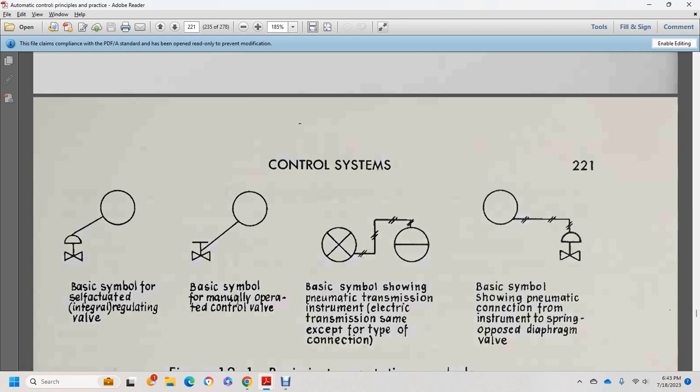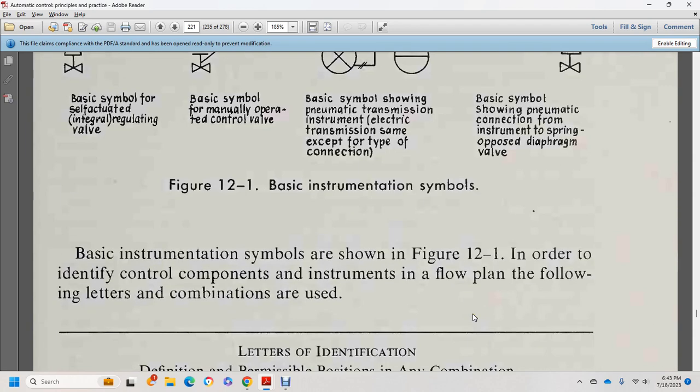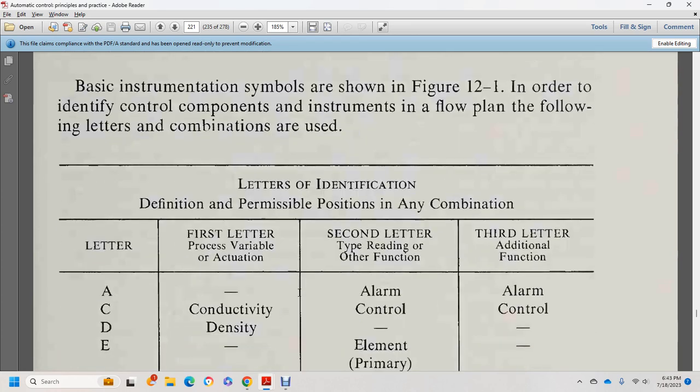Basic symbol for showing pneumatic transmission instrument, electrical transmission, same except the type of the connection. And then basic symbol showing pneumatic connection instrument with a spring opposed diaphragm valve. Basic instrument symbols are shown in figure 12.1 in order to identify the control component of the instrument on the flow plan file when the letters of the combination are used.